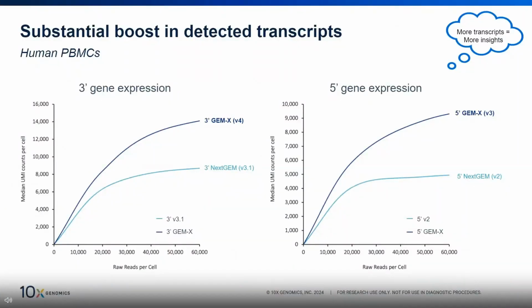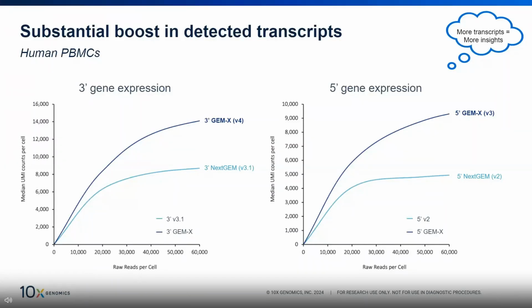Here I'm showing an example of the increased sensitivity that we see with the GEM-X technology. Here we've got two different plots. On the left-hand side showing our 3' gene expression, on the right-hand side showing our 5' gene expression assays. And we're comparing the GEM-X in dark blue to the Next GEM, or our previous generation technology, in light blue. And the way that we read these plots, if we look at the x-axis, as we go from left to right, we're getting increased levels of read depth. And as we go from top to bottom on the y-axis, we're getting more transcripts detected.